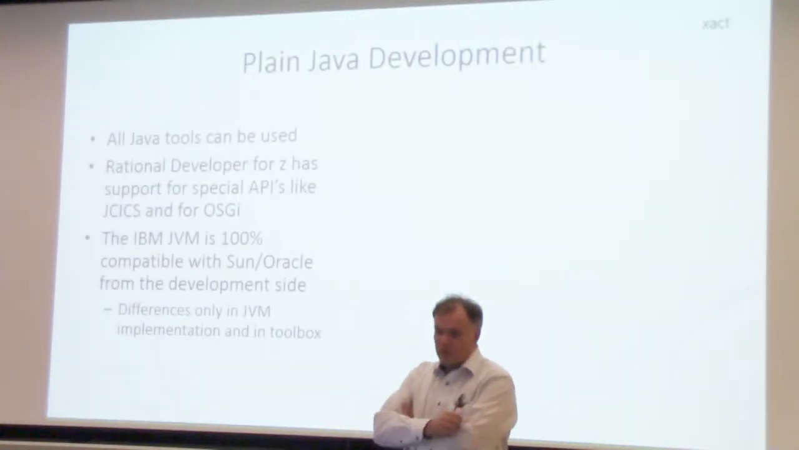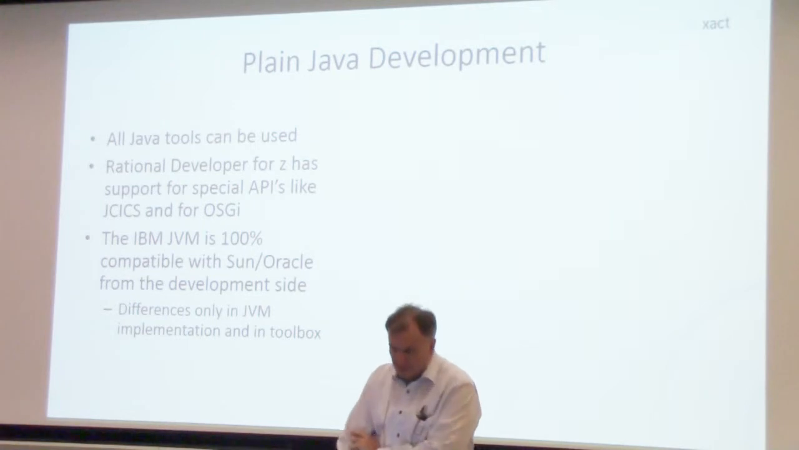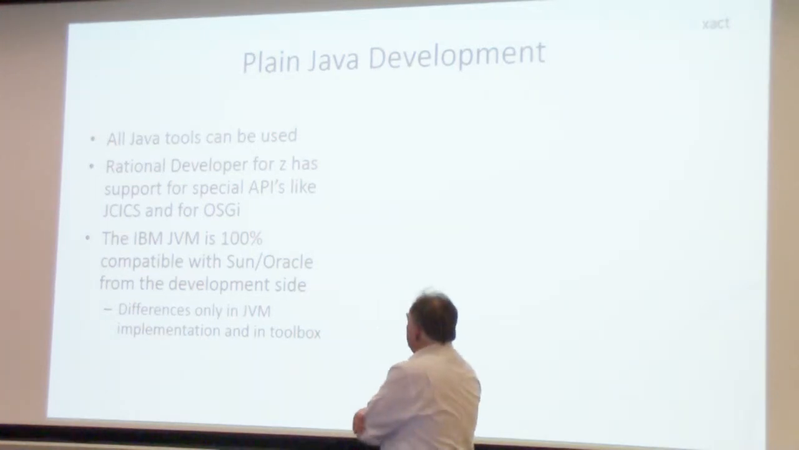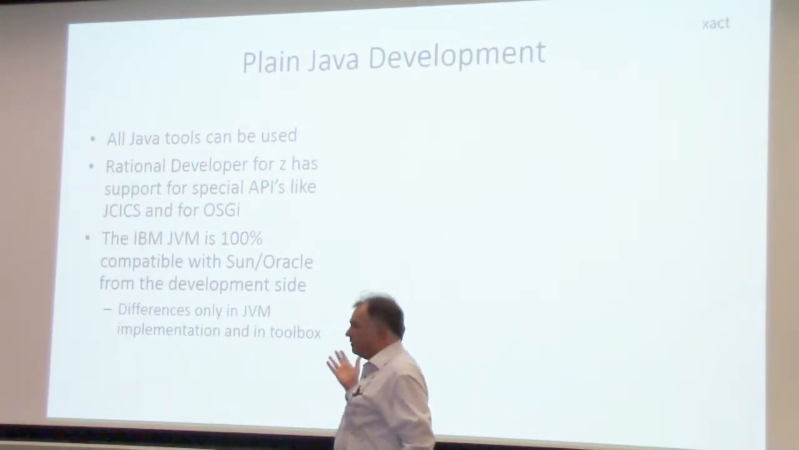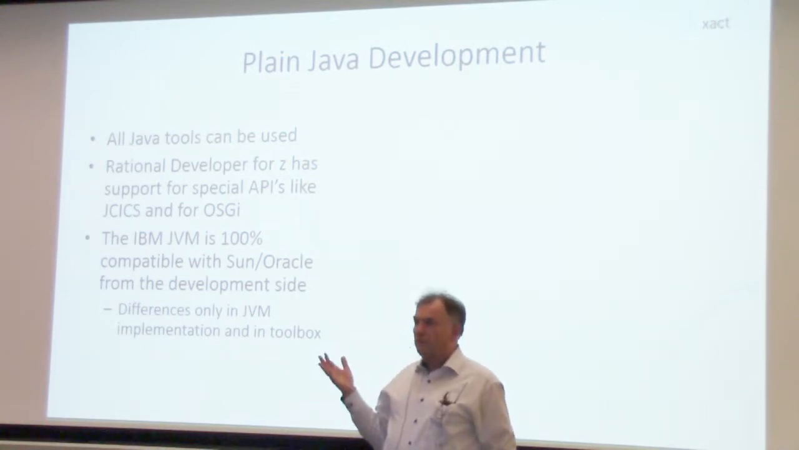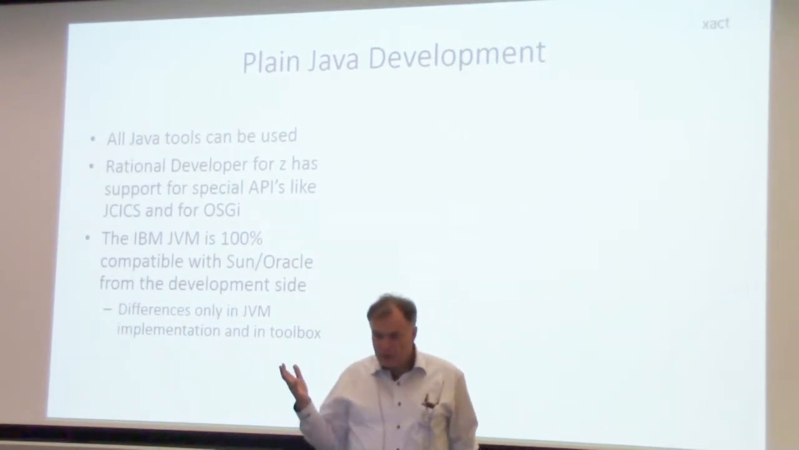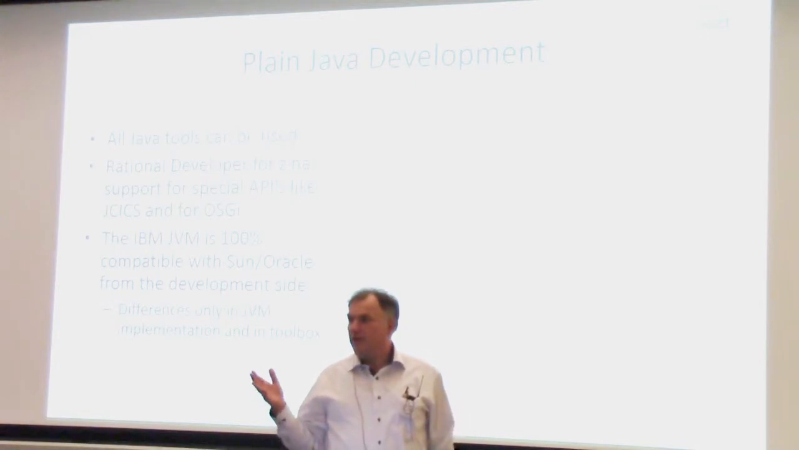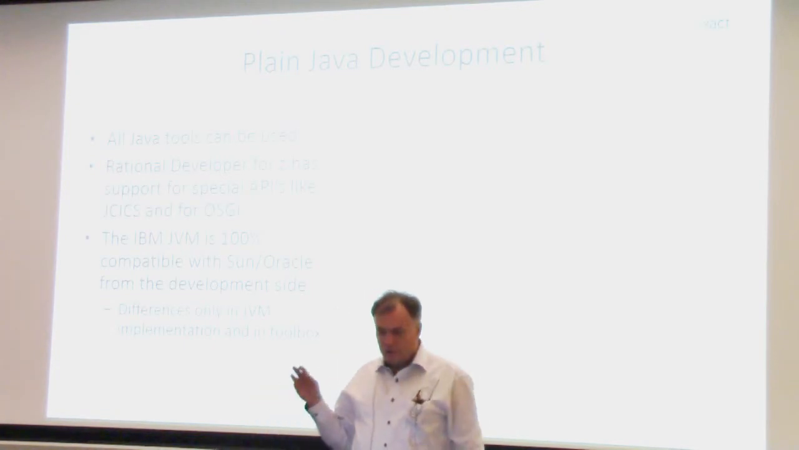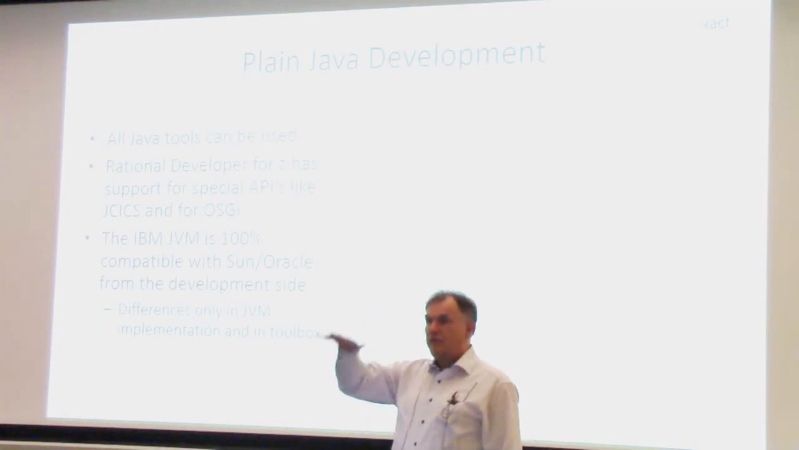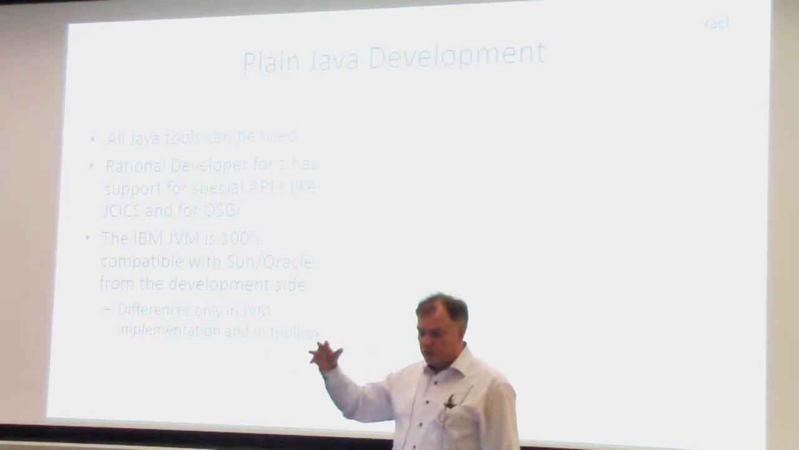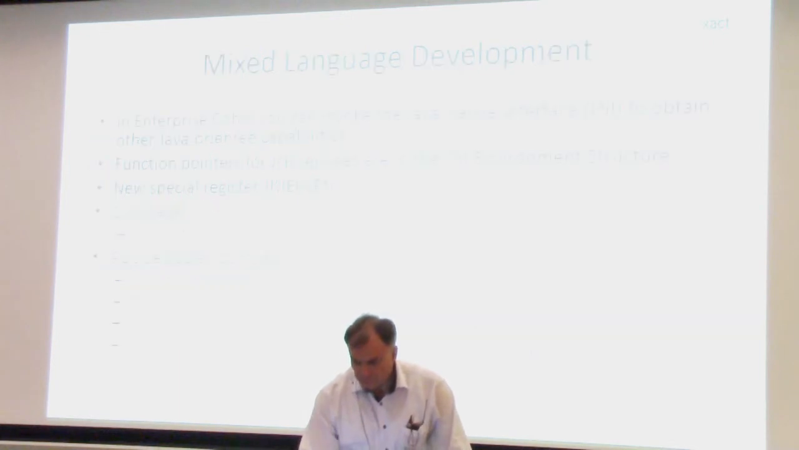So, for development, you can use any Java tool like Eclipse. If you use RDz, then you have support for special APIs like JCICS and for OSGi, which is a way of deploying Java classes into CICS. And if you have coded Java or have programs which have run on other JVMs from Sun, Oracle or other vendors, you will find there's no difference. From the development side, from the application side, there's no difference.